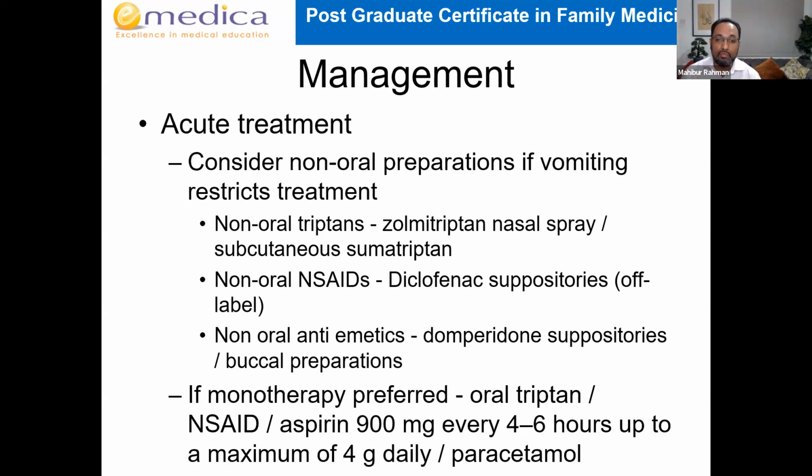So we do have availability of non-oral triptans. So zolmitriptan is a nasal spray. Sumatriptan can be given as an injection. And you also have options of non-oral NSAID, so like diclofenac can be given as a suppository. Similarly, in terms of antiemetics, domperidone is available as a suppository. You have buccal prochlorperazine available, so they just put it under the tongue, okay?